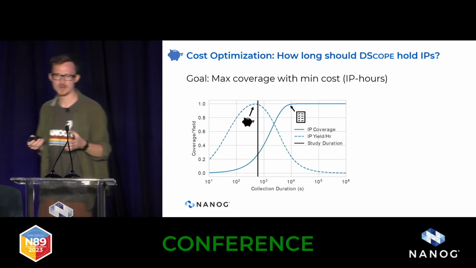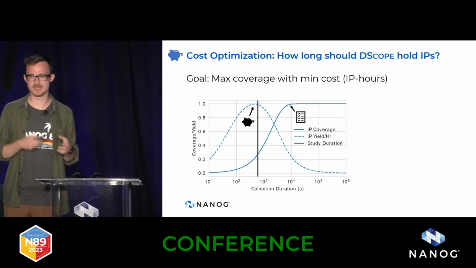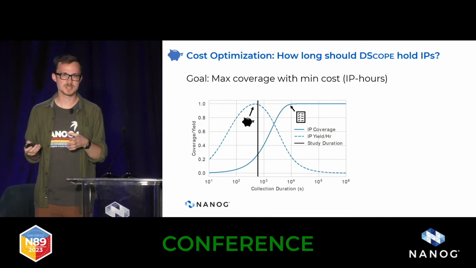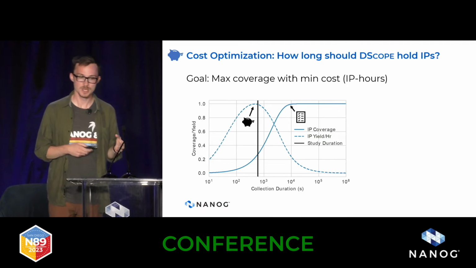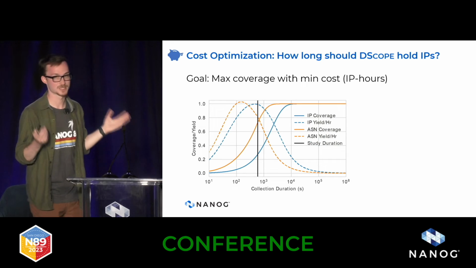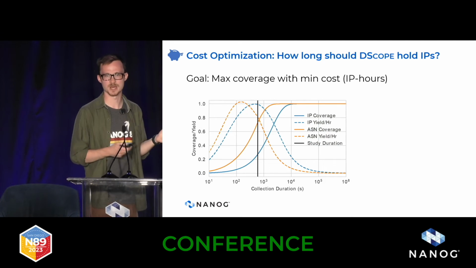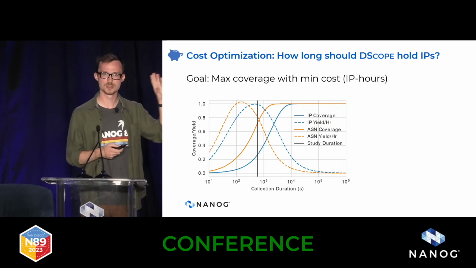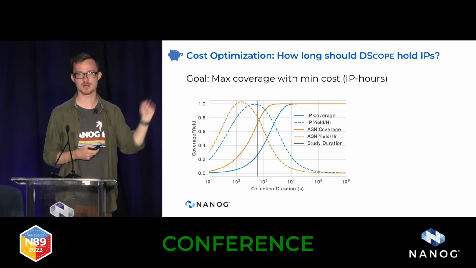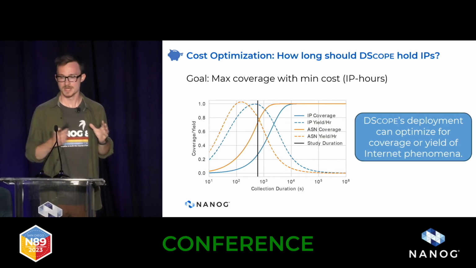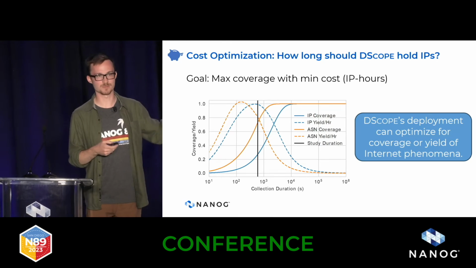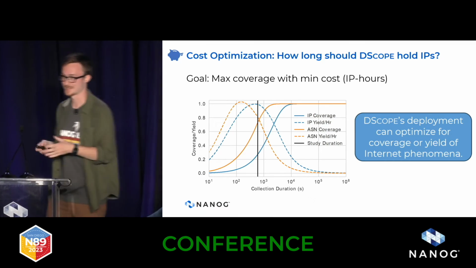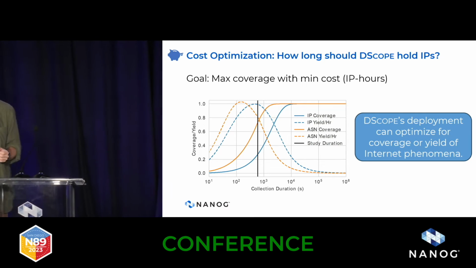This is really a stark contrast with a lot of conventional wisdom in the measurement community, where existing telescopes sit on the same addresses for months or years. We can also do things like look at coverage of autonomous systems and really any other phenomenon, although the trend is effectively the same. Short duration measurement yields better coverage per dollar. And so we see that this deployment technique can actually be optimized for these different price goals. And of course, we're optimizing for maximum yield.